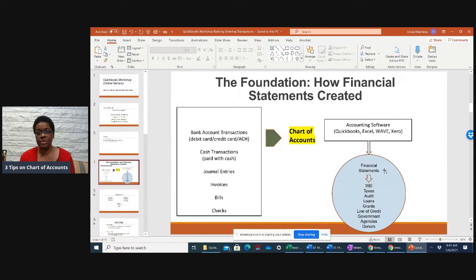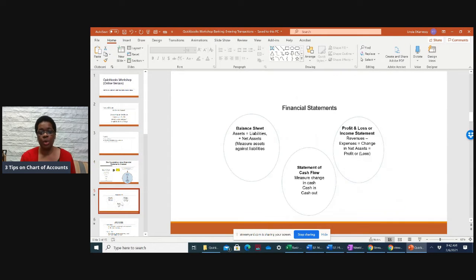The chart of accounts, once again, helps you classify. Number two, it is used for reporting. It's solely used for reporting. You need a chart of accounts so you can actually produce a profit and loss statement, balance sheet, cash flow, and other accounting statements. So what is in the chart of accounts?